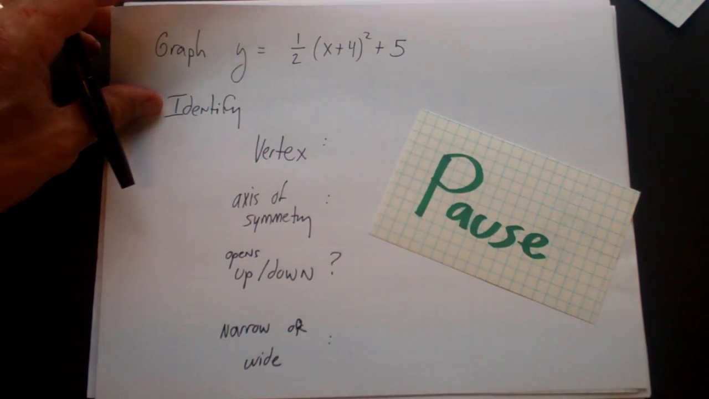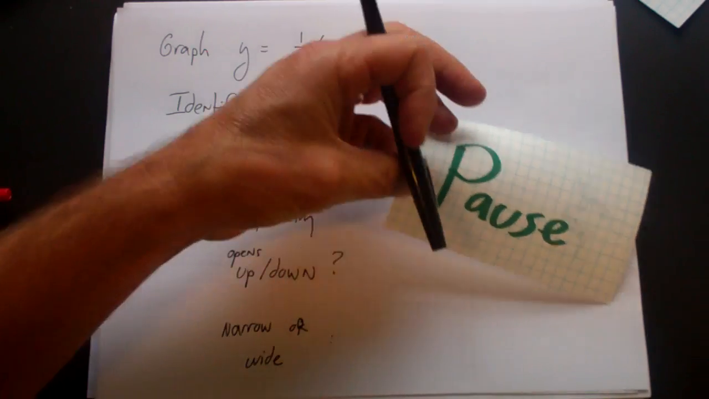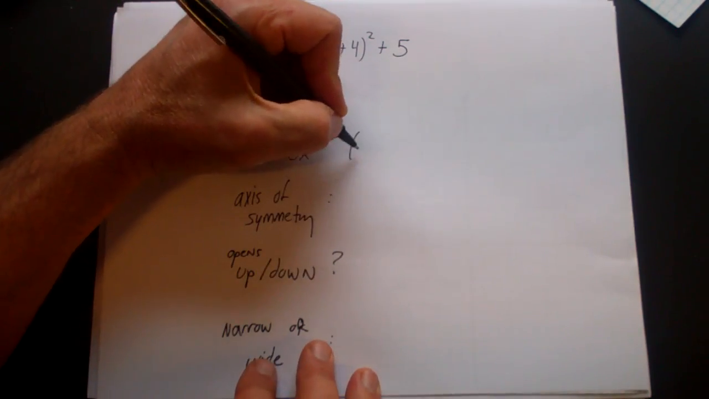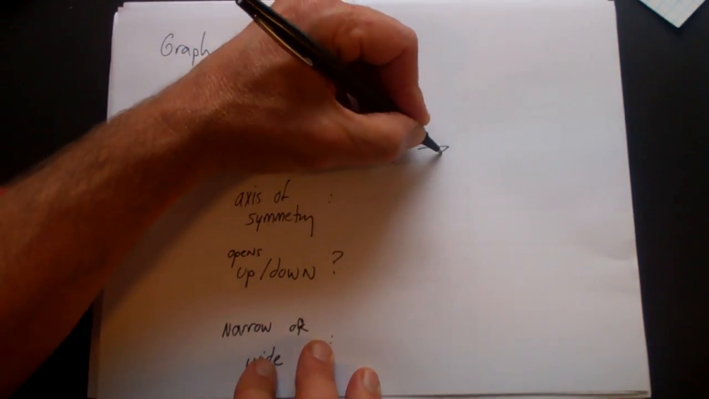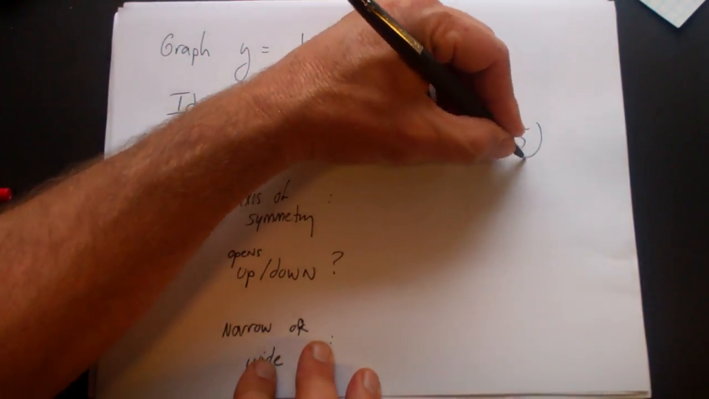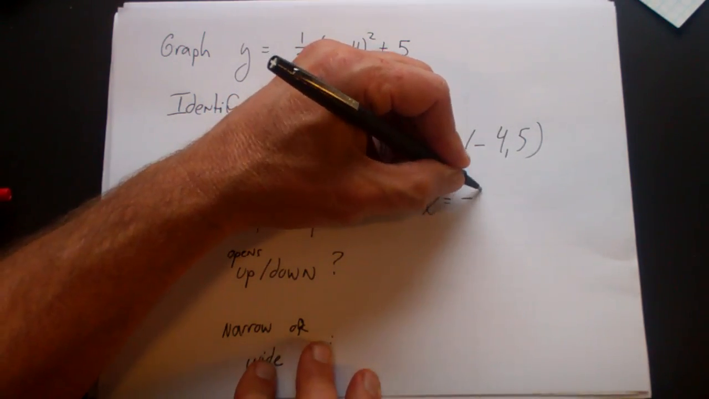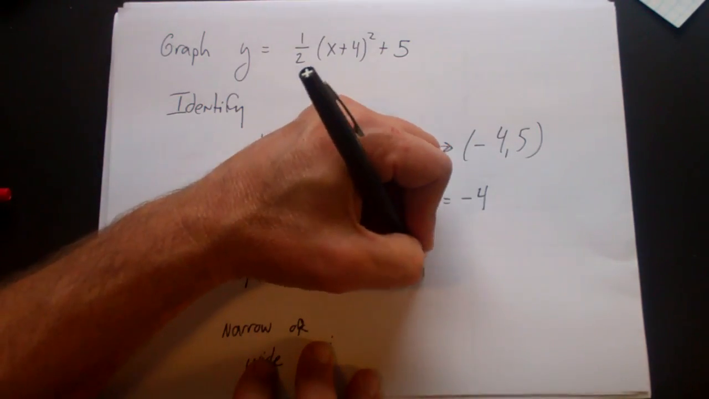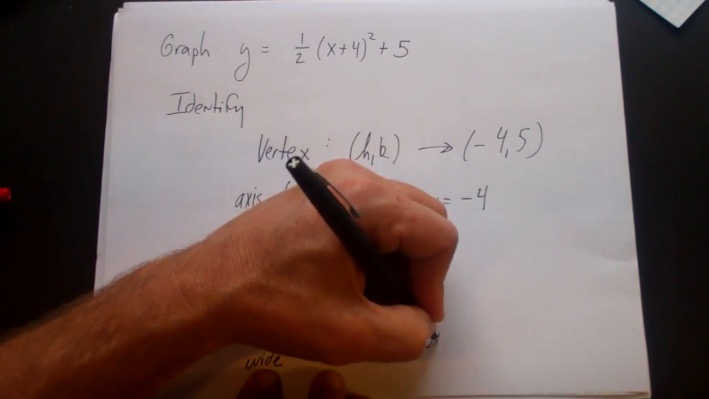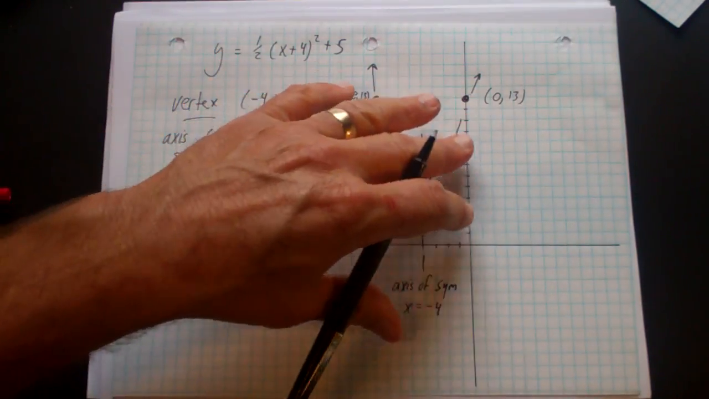Well, hopefully now you've finished this problem, so let's look at what our answers are here. Well, the vertex here is going to be (h, k). So in this case, the vertex is going to be -4 and 5. The axis of symmetry will be x is equal to -4. This is going to open up, and it's going to be wide. And your graph is going to look something like this.